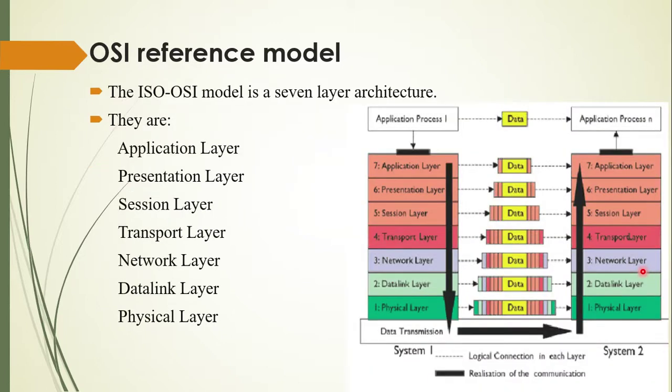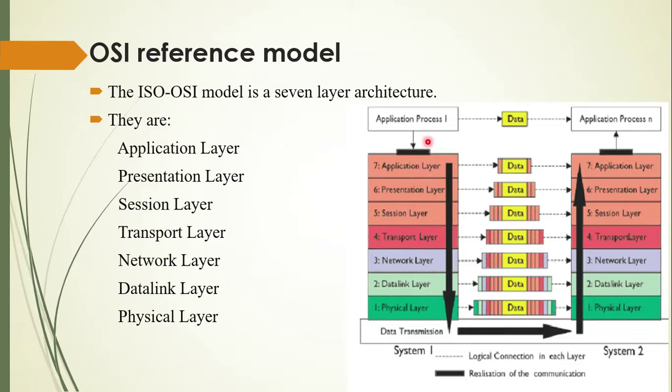See here, the ISO OSI model is a 7-layer architecture. They are application layer, presentation layer, session layer, transport layer, network layer, data link layer, and physical layer. See in the diagram, the 7 layers are represented. It starts from here. The first layer is physical layer, second is data link layer, next is network layer, fourth is transport layer, fifth is session layer, sixth is presentation layer, and seventh is application layer.